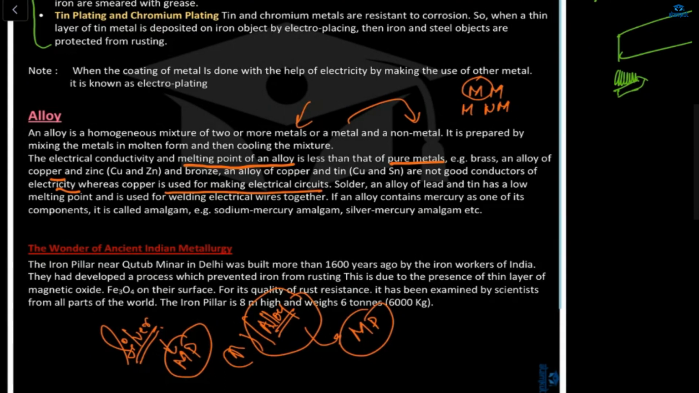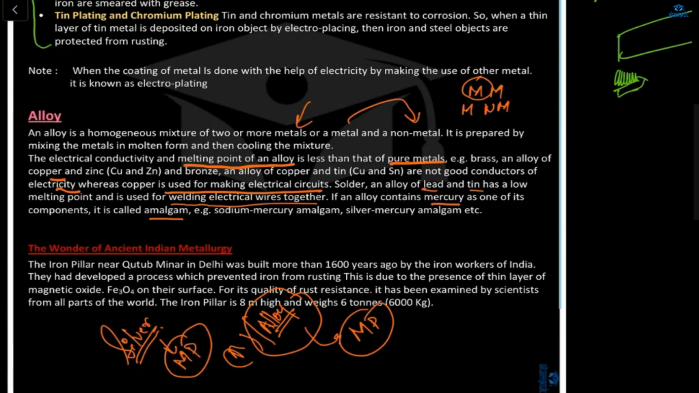An alloy of lead and tin has a low melting point and is used for welding electrical wires together. An alloy that contains mercury as one of its components is called amalgam. What is amalgam? Amalgam means an alloy that contains mercury. There are several components, but if an alloy contains mercury as one of its components, that is known as amalgam.